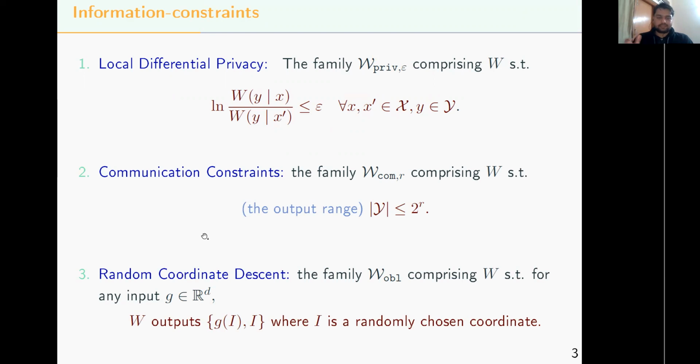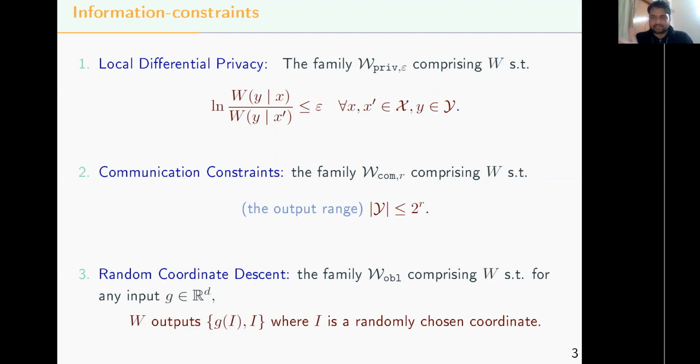The final one is the random coordinate descent constraint, which essentially models computational constraints. Suppose you cannot compute the entire gradient estimate, but maybe can just compute one coordinate of the gradient.